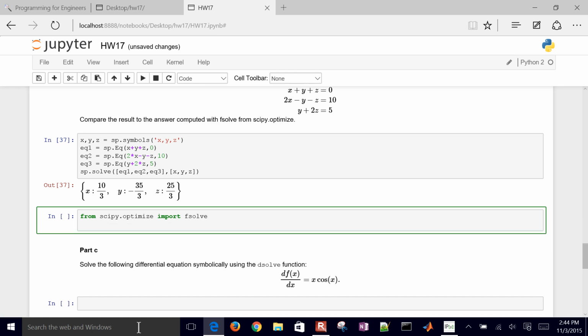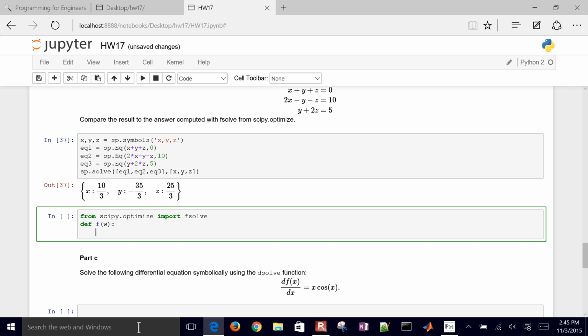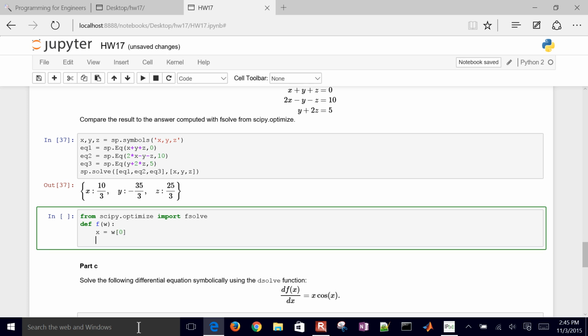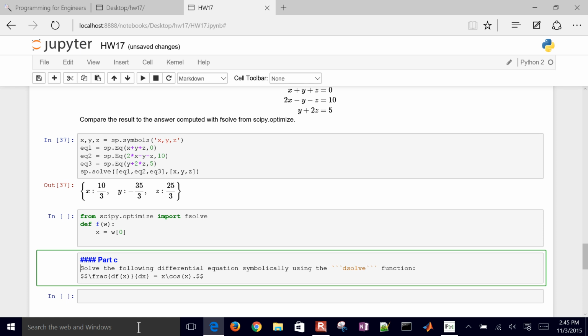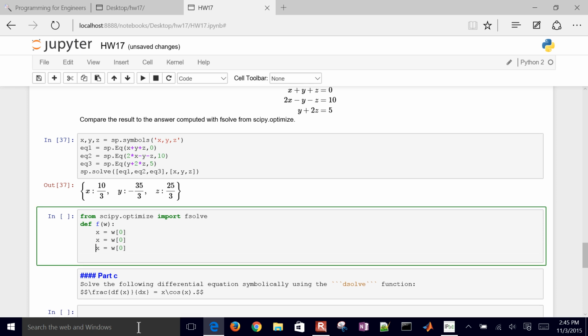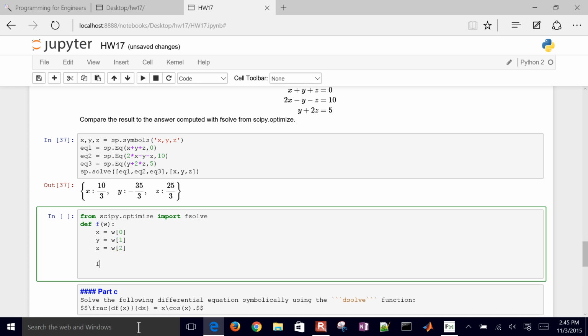And then we'll define a new function, and I'll say that's a function of w. The very first element of w is going to be x. The next one is going to be y and z. Okay, y and z, and just change the element numbers there. I don't have to do this, but it just makes it a little bit easier to see the functions.